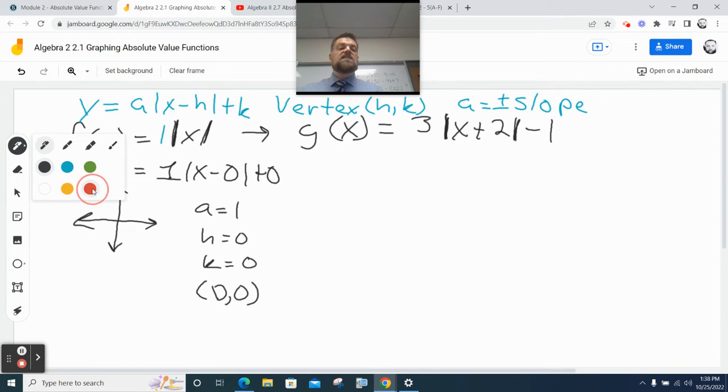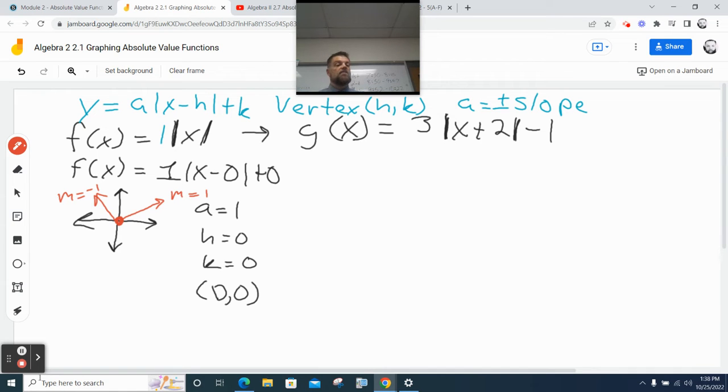So what this means is I'm going to have a vertex here, and I'm going to have a line that has a slope of 1. And then I'm going to have a line that has a slope of negative 1. How's it negative? It's running downhill if you read it from left to right. Now, I'm just sketching it, so it doesn't look perfectly symmetrical, but keep in mind I'm sketching it.